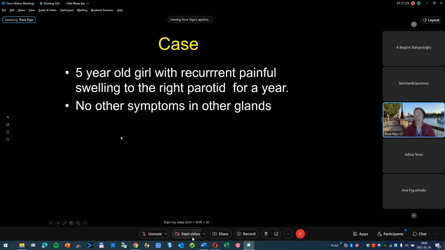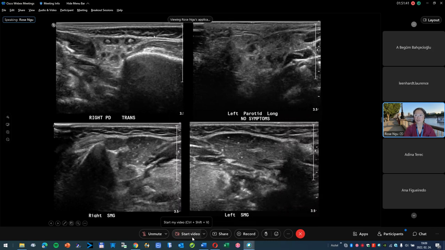Okay. Here, the next one I'm going to show you, a 5-year-old girl who presented with recurrent painful swelling of the right parotid gland. For a year, she has no other symptom in the other gland. So this is the parotid gland, and as you remember, the parotid should look like the thyroid when they're normal, nice and smooth. They're not. So these are multiple foci in both the right and left parotid, and she has no symptom on the left. And here on the right, you can see they're hypoechoic with loads of hypoechoic specks within them. Okay, this is an infection in the gland.